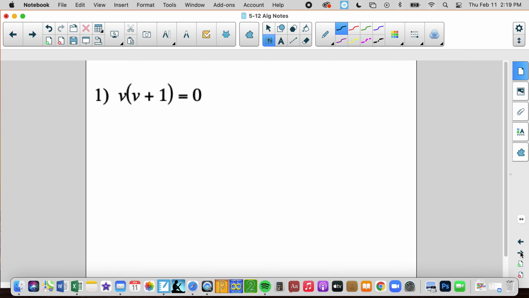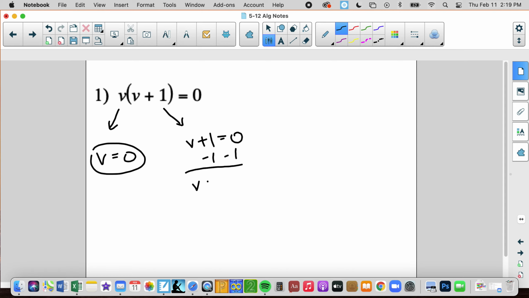Let's look at another one. Now it looks like a professional problem. So we have two boxes. We have V that we set equal to 0, and we have the V plus 1 that we're going to set equal to 0. That's isolated. I'm going to subtract 1. We get V equals -1. My two solutions are -1 and 0. Notice I put the -1 first because it's smaller. Numerical order, small to big.